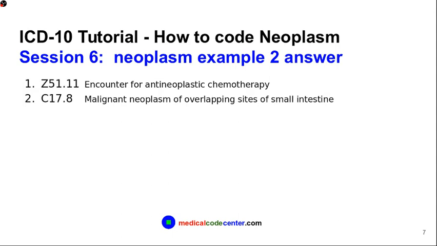So to summarize, we have two codes for the coding example 2. First, Z51.11, encounter for anti-neoplastic chemotherapy. The second code is C17.8, malignant neoplasm of overlapping sites of small intestine. So in this case, if the encounter is only for chemotherapy, we have to put the chemotherapy code as the principal diagnosis or the first diagnosis. And then the second diagnosis will be the neoplasm code.